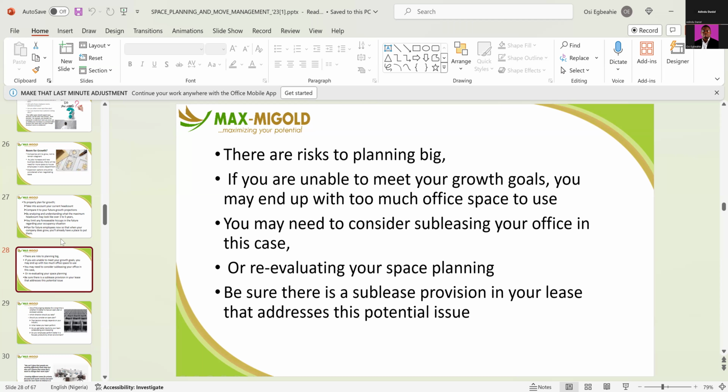Like I mentioned when we started, the sublease agreement is something that you must take note of as a facility manager, especially when your office is going to get a new facility. You must ensure that you have a sublease clause in that lease agreement that authorizes you to be able to sublease part of the office space when you do not need it.